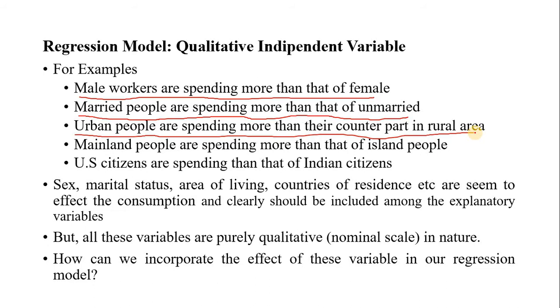Okay, so what I'm suggesting is that all these qualitative variables should affect the consumption, and therefore they should be included among the explanatory variables. We have to include all these effects in our regression models. But the problem is all these variables are purely qualitative, or nominal scale in nature. So how can we incorporate the effect of these qualitative variables in a regression model? That's the fundamental question.